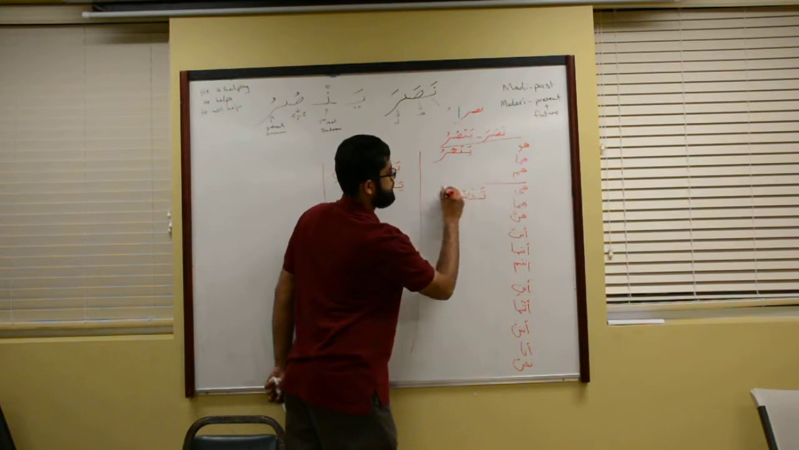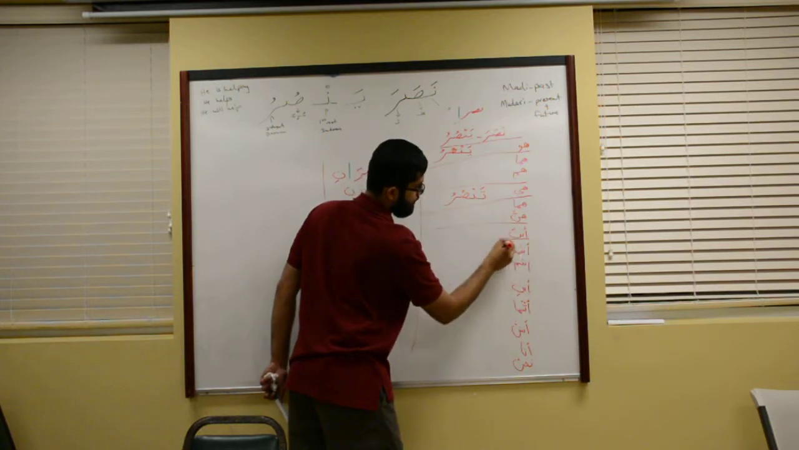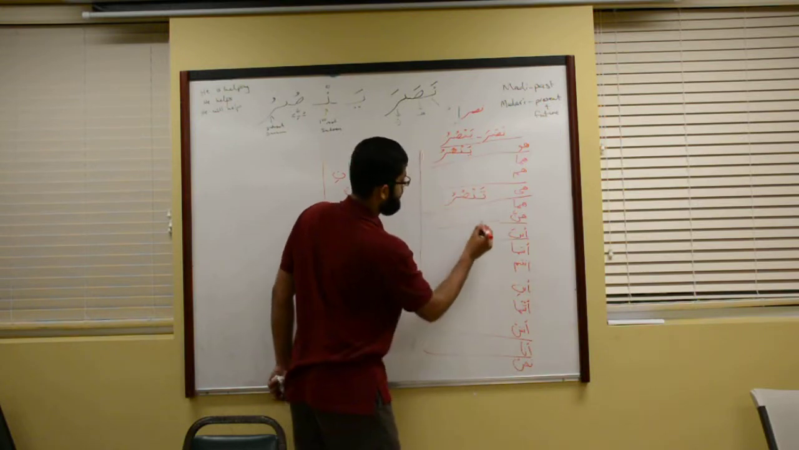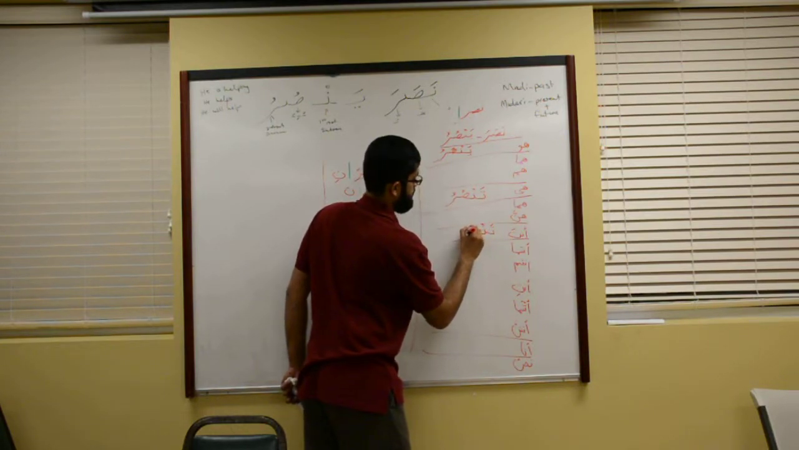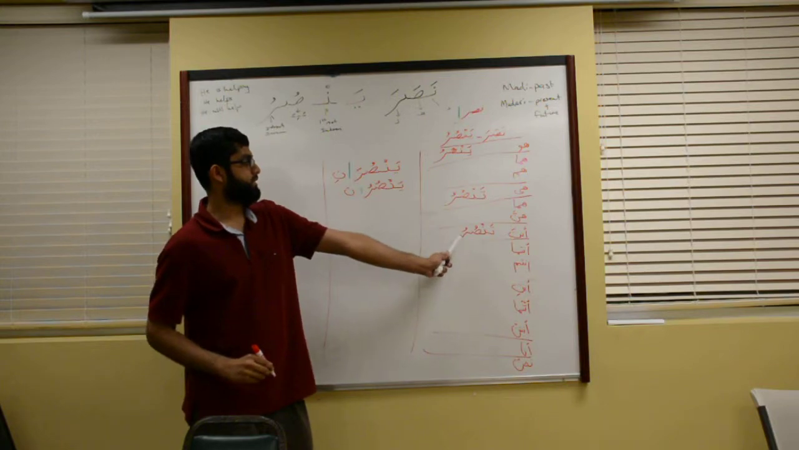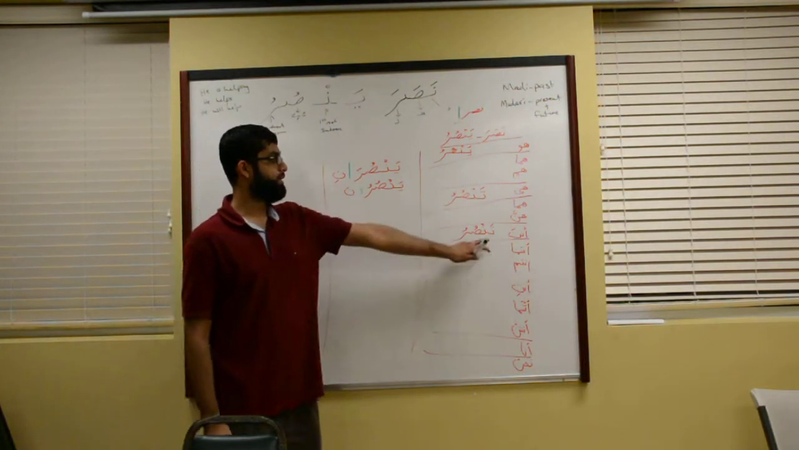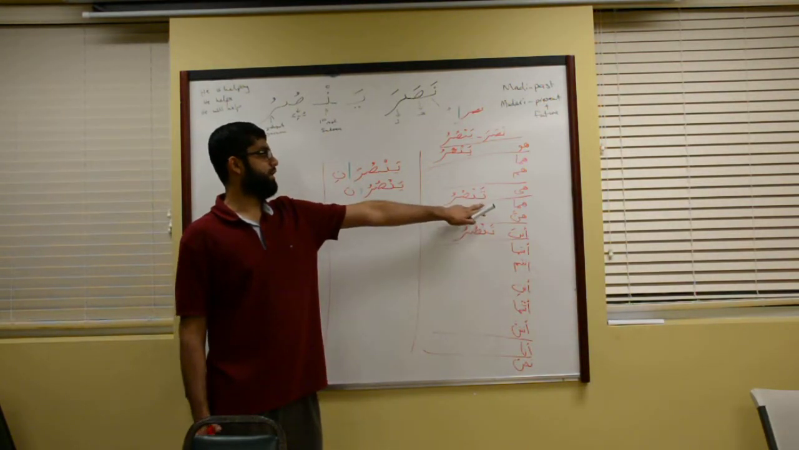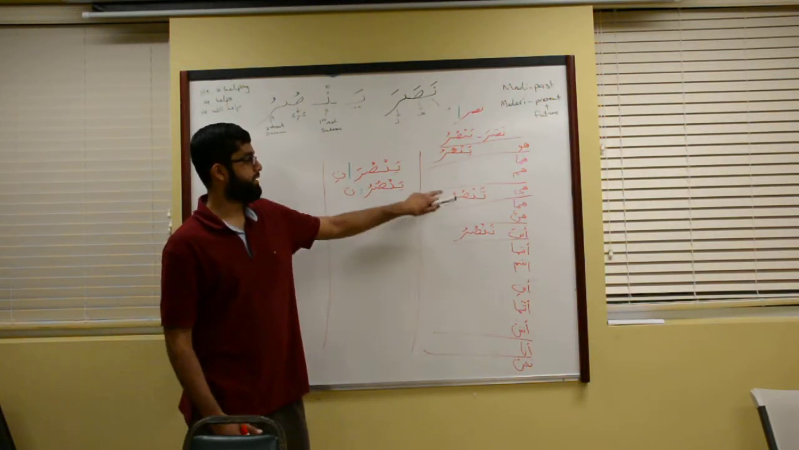This is huwa. I'm going to write anta and ana and nahnu. Anta is tansuru. This tansuru is exactly the same as this tansuru. Why it is, I have no idea. But anta, you help or you will help, is tansuru, and hiya, she helps or she will help, is tansuru. So they're the exact same thing.